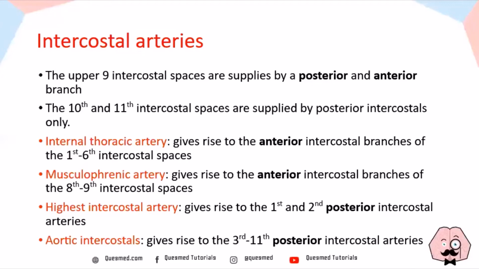So your internal thoracic artery, or internal mammary artery, gives rise to your anterior first 6 intercostal arteries, and then your musculophrenic, which again is a continuation of your internal thoracic artery, gives rise to your 8th and 9th.